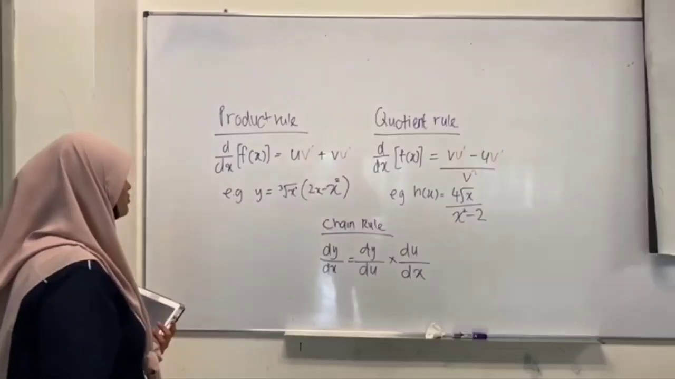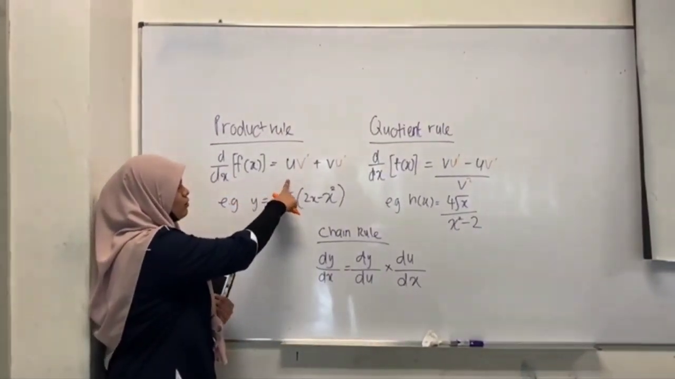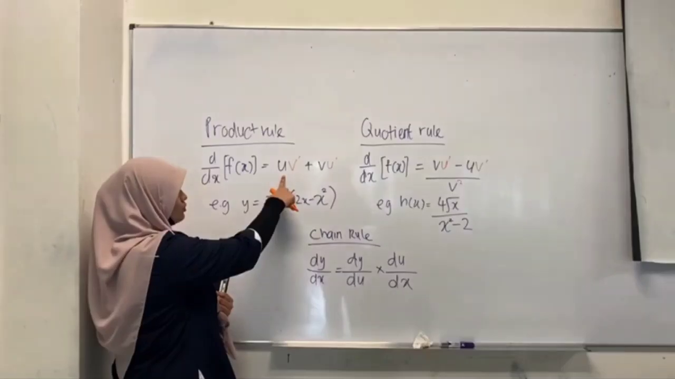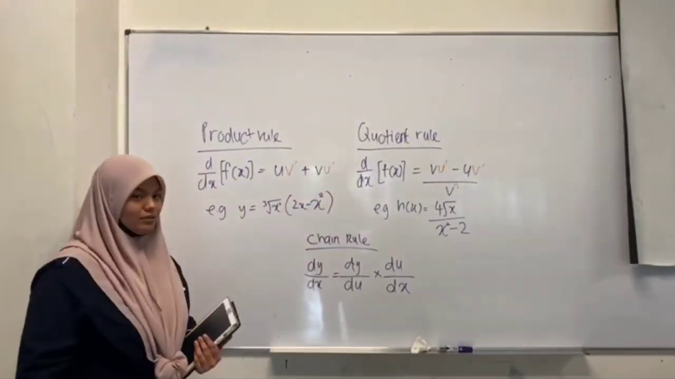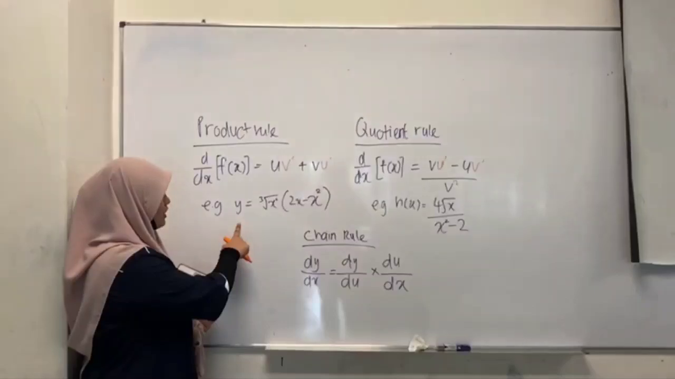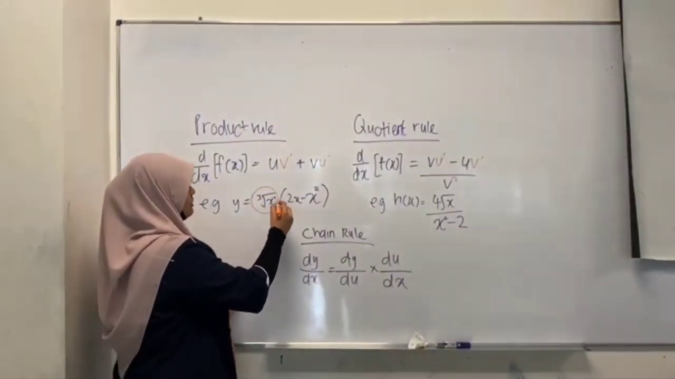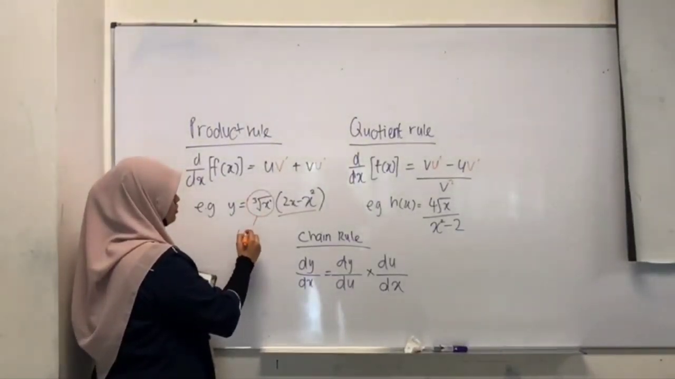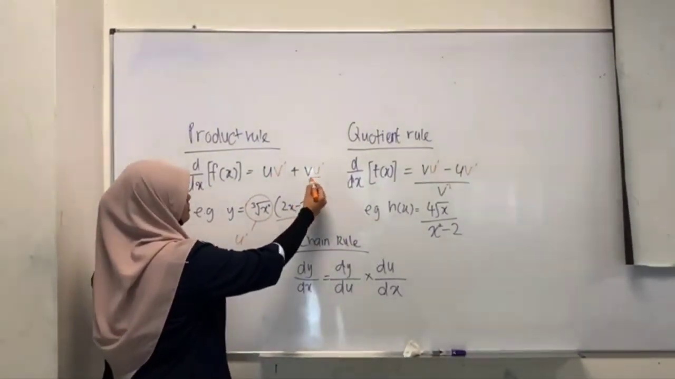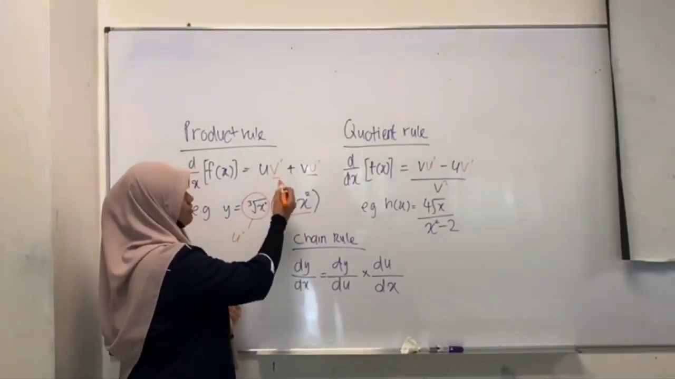The product rule is basically where we derive a function, but we use the formula u times v prime plus v times u prime. For example, we have an equation of y equals to this, and this will be our u, this will be our v, meaning that we have to derive the u to get our u prime. Same goes with this, we will have to derive it to get our v prime.